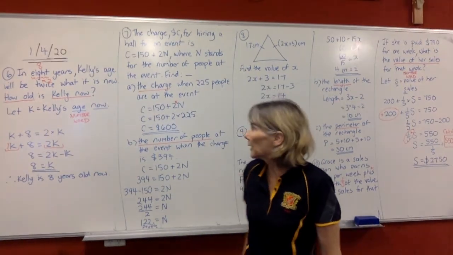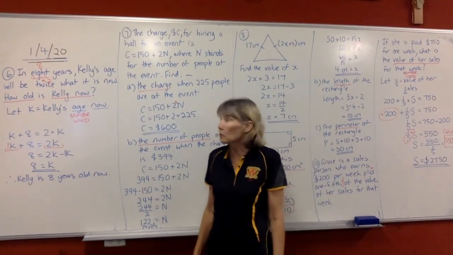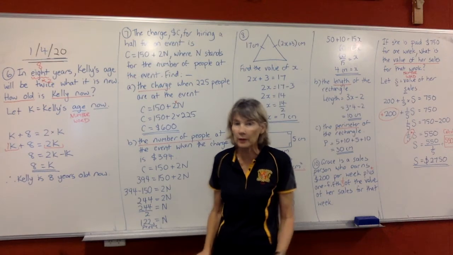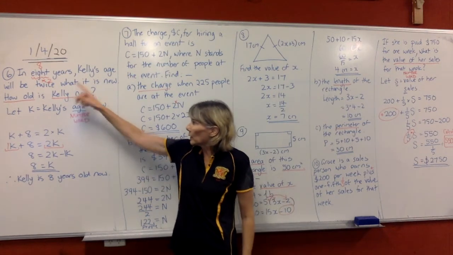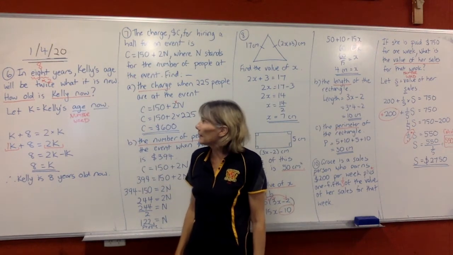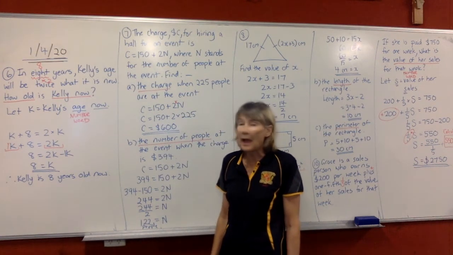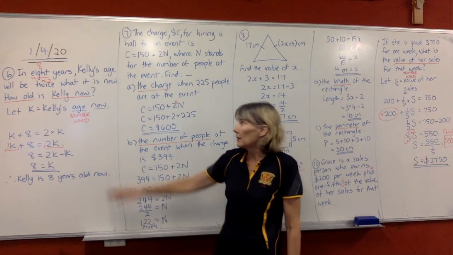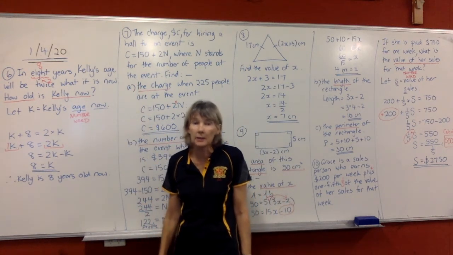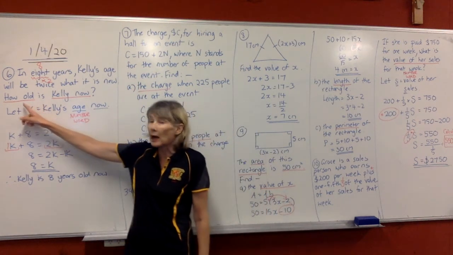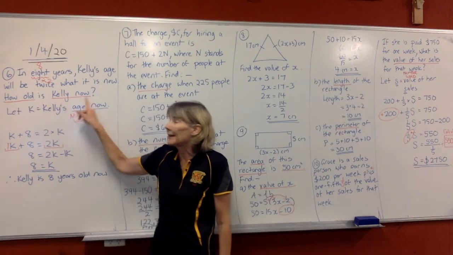Okay, so Year 8, we're continuing on with a few more examples because practice makes perfect with these questions. Okay, so number 6. In 8 years, Kelly's age will be twice what it is now. How old is Kelly now? These questions are really badly done in exams. The question they've asked you is, how old is Kelly now?